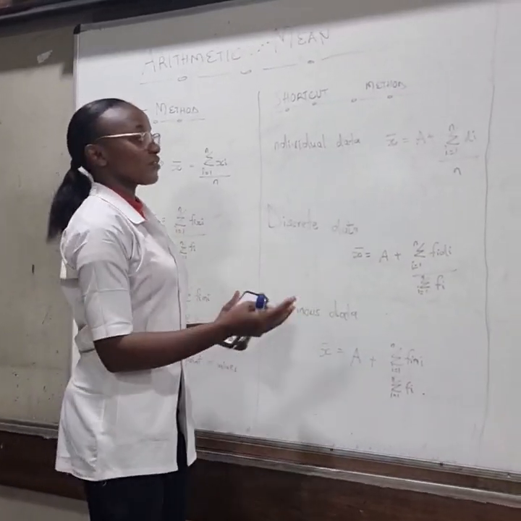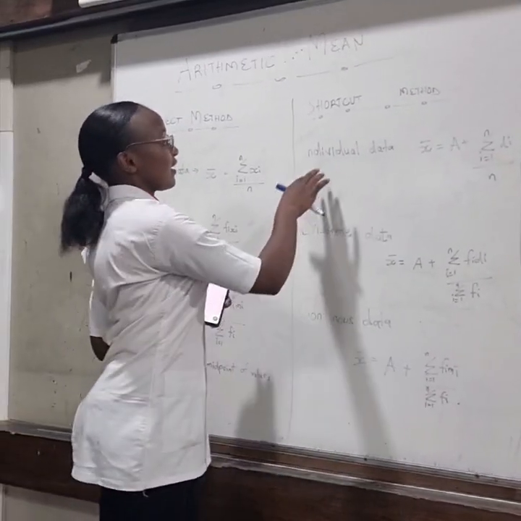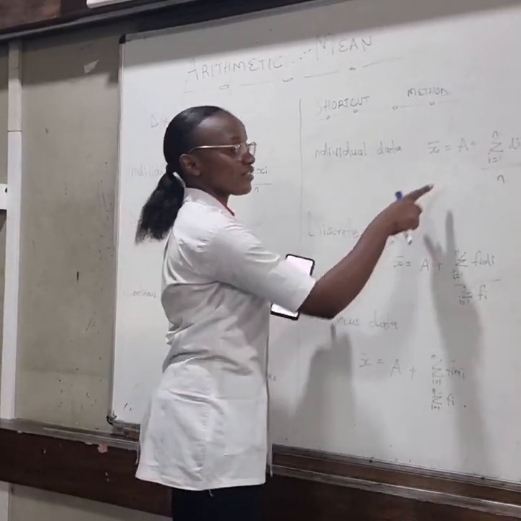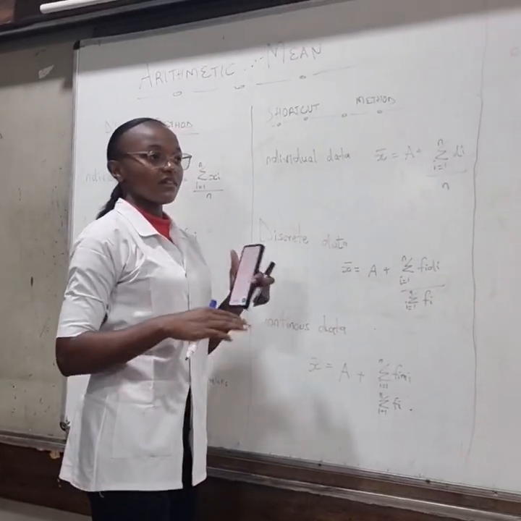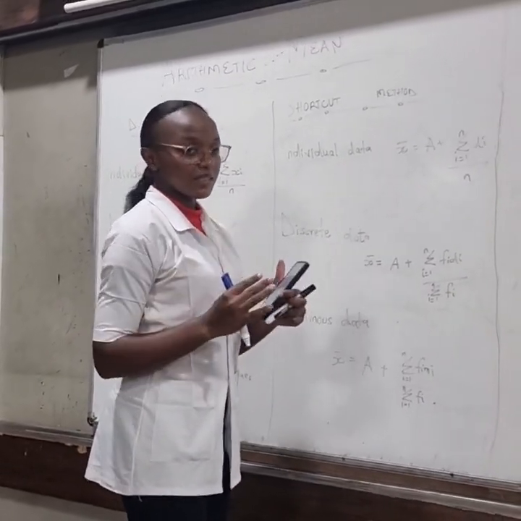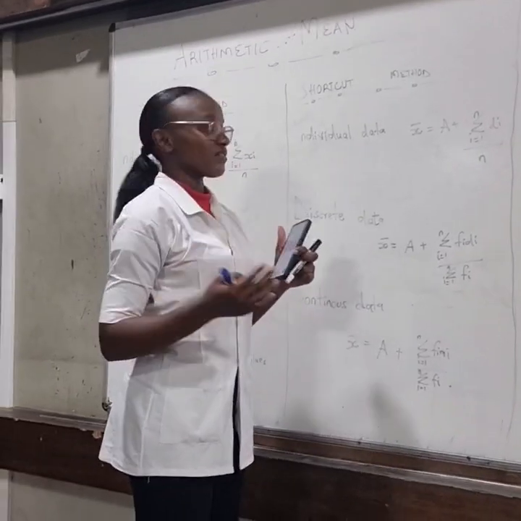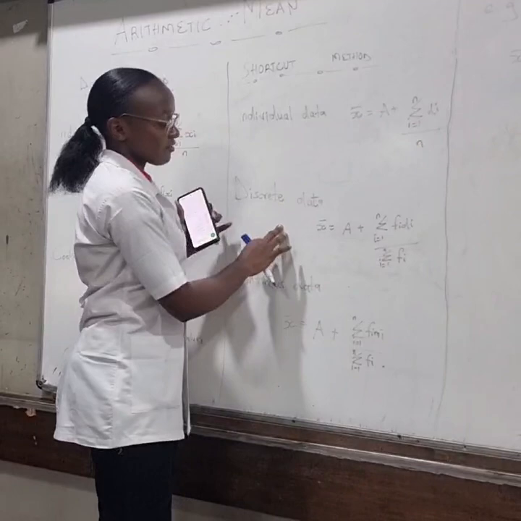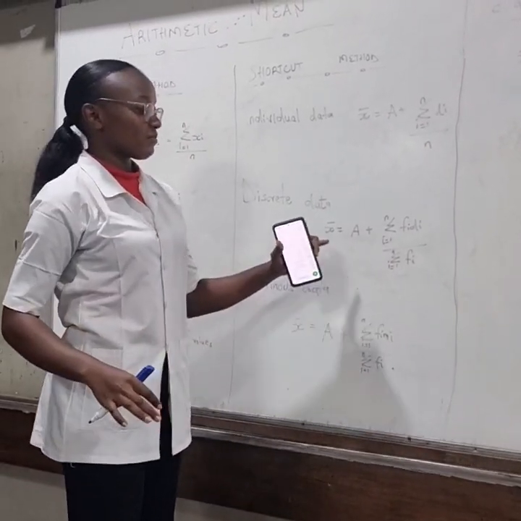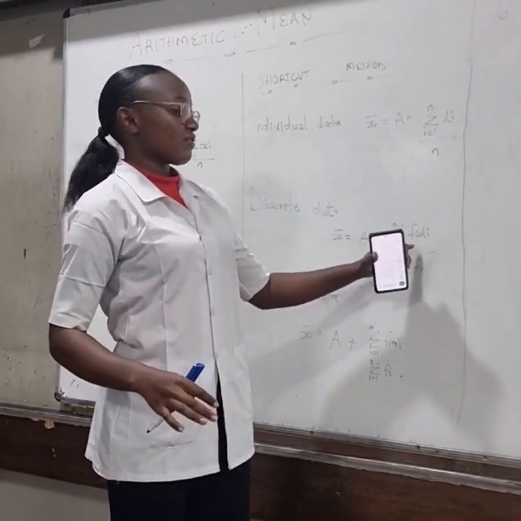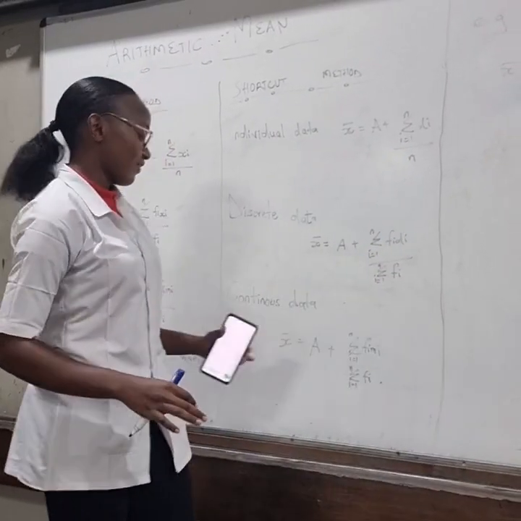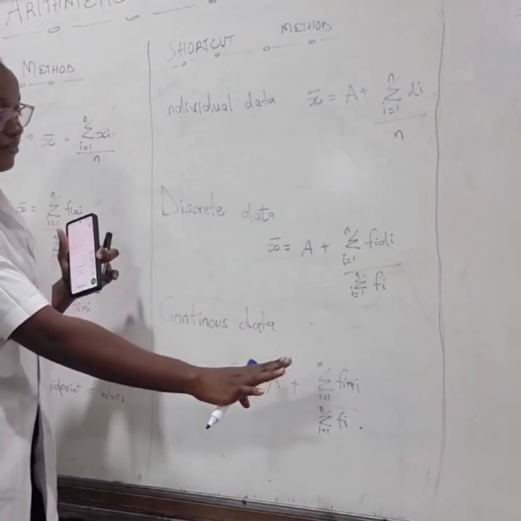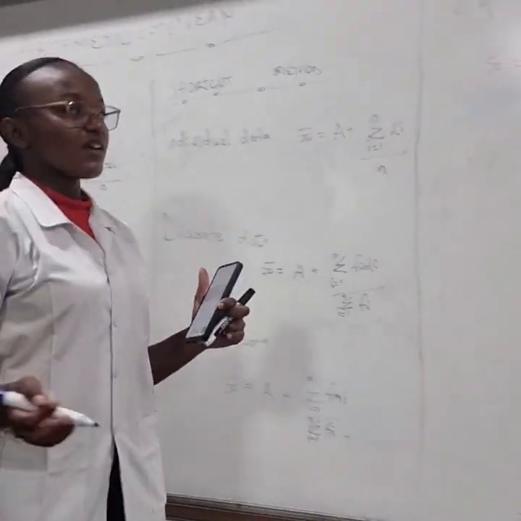There is a different method you can use to calculate all means. Again, as a shortcut, if you have large sums of data, when you're doing individual data, you use the assumed mean. The assumed mean, depending on your data, is a mean you can assume just by observation. It is the assumed mean plus the summation of di over n. For discrete data, it is the assumed mean plus the summation of fi di divided by the summation of fi. For continuous data, it is the assumed mean plus the summation of fi di divided by the summation of fi. So we're going to have simple examples.